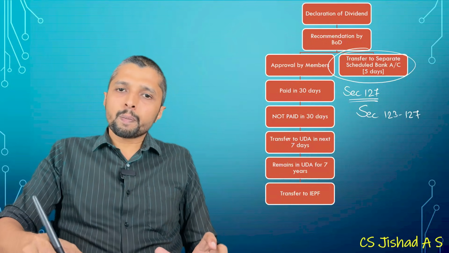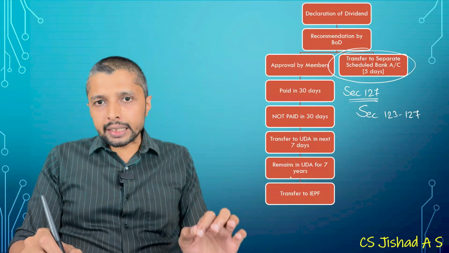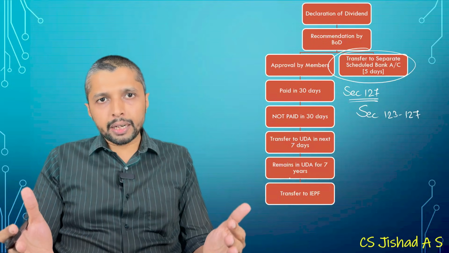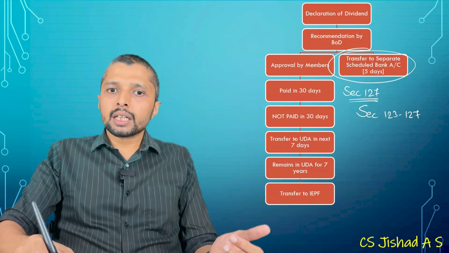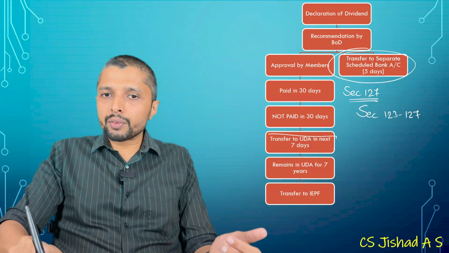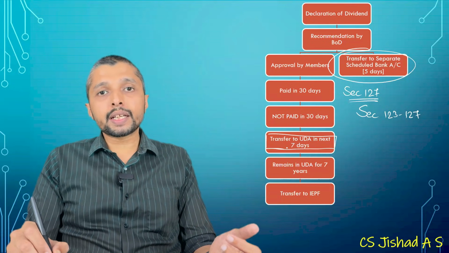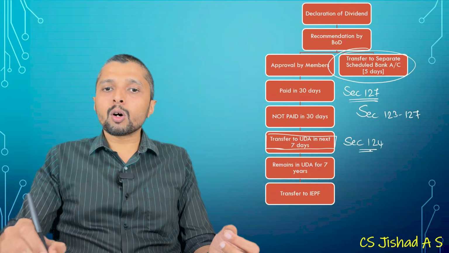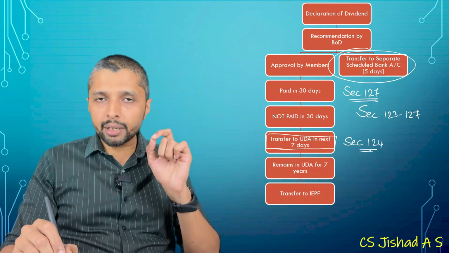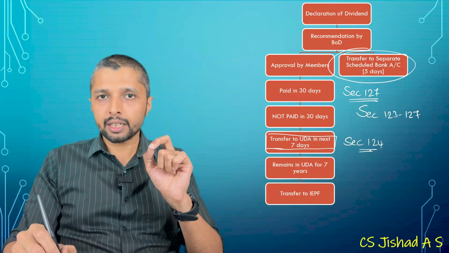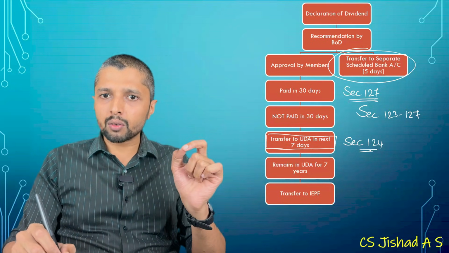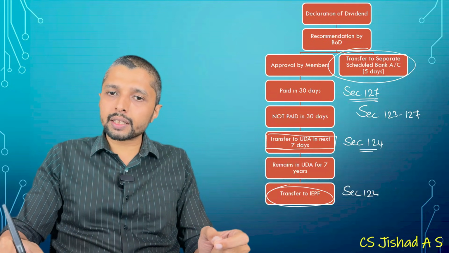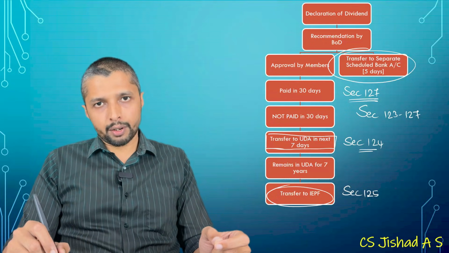So if you are not paying the dividend in 30 days, whether it is because of a valid reason or not, you have to transfer the amount of dividend to the unpaid dividend account in the next 7 days, which is explained in section 124. If the amount of dividend remains in the unpaid dividend account, which is a scheduled bank account, for 7 years with the company, it will have to be transferred to IEPF. IEPF provisions are explained under section 125.